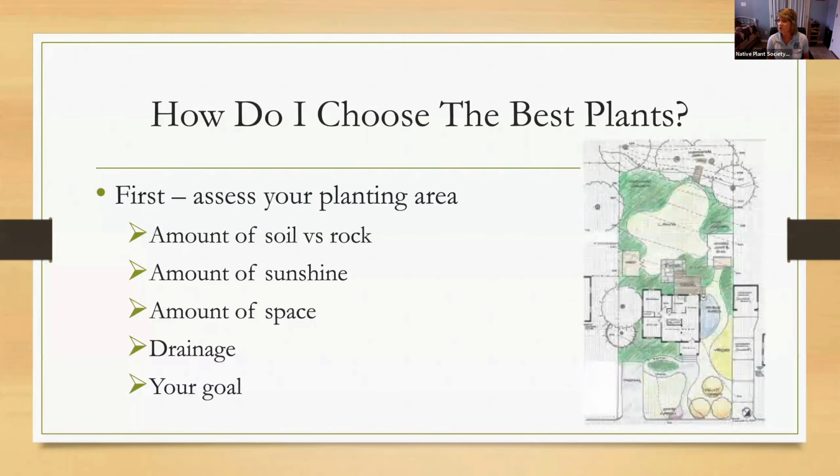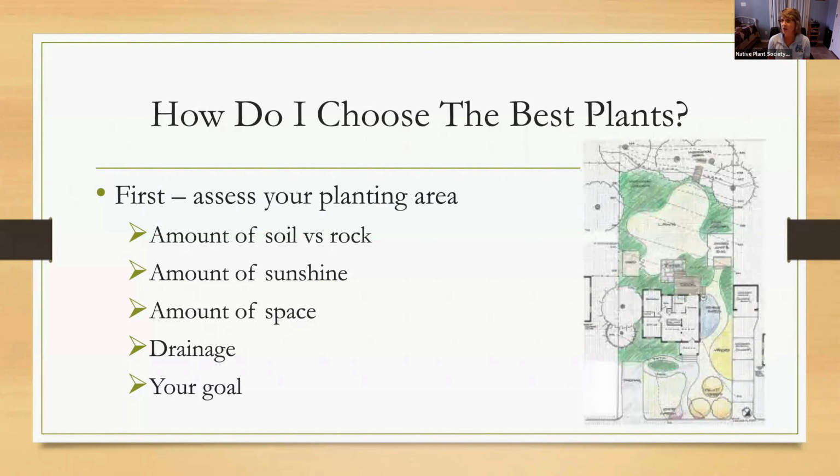What kind of drainage do you have? And do you have any spots in your yard where water pools when it rains? Because if you do, you might have to make some adjustments to what you want to choose, because a lot of our native plants would prefer not to have what we call wet feet, right? They don't like having really damp roots for any extended period of time. And then, of course, just start thinking about what is your overall goal.